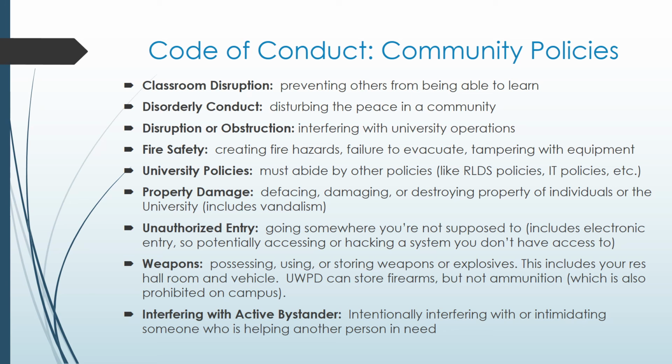The next category of policy in the Code of Conduct is community policies, and so a lot of different things under here. So classroom disruption is something that doesn't really affect us here in the residence halls, but know that that is prohibited. Disorderly conduct is a broad catch-all policy about kind of disturbing the peace, so acting in a way that interferes with others' ability to enjoy a space or learn or be in their community. Disruption or obstruction is basically interfering with university operations. So anything that prevents the university from operating normally is something that is not allowed.